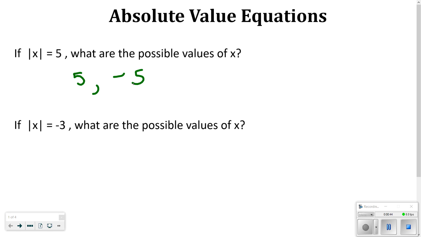For the second one here, though, is there any number that we can take the absolute value of and get a negative number? The answer is no. There are no possible values of x that would make this true. So if you ever see an absolute value equal to a negative number, you know it's impossible. Okay, so that's going to come up later. Just be on the lookout for that.